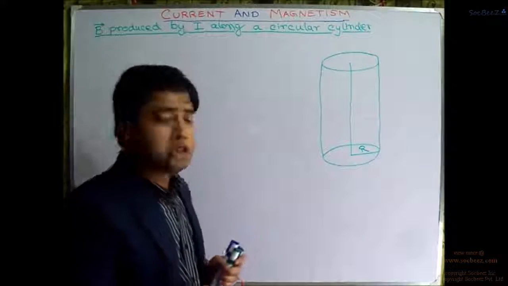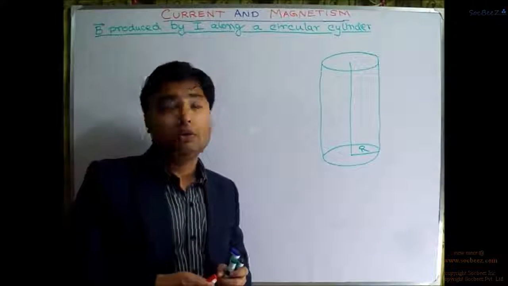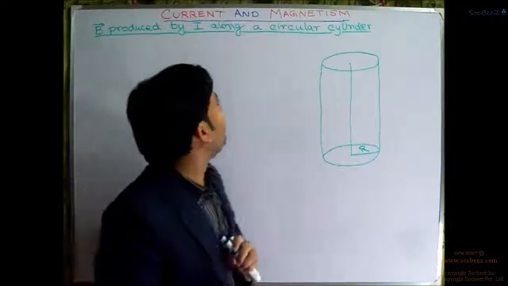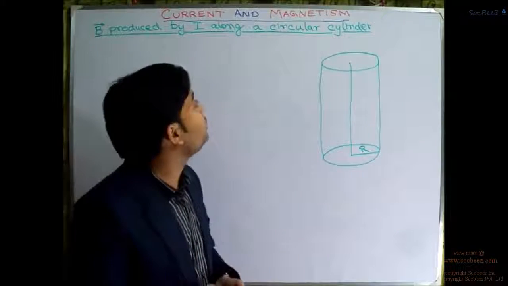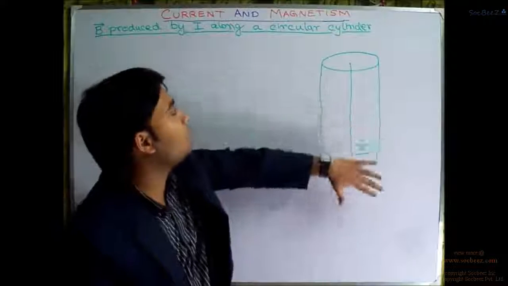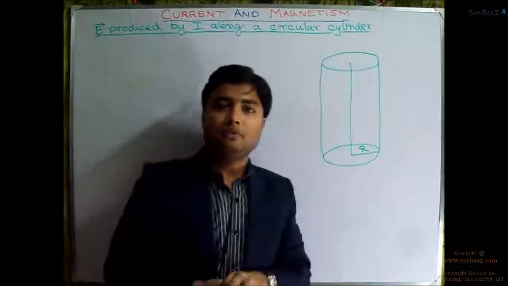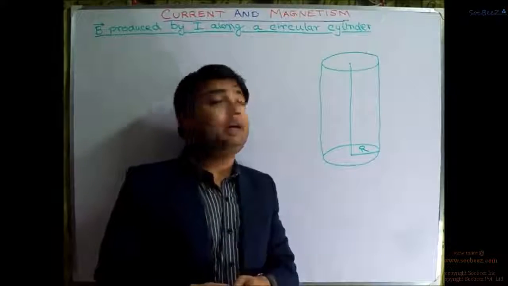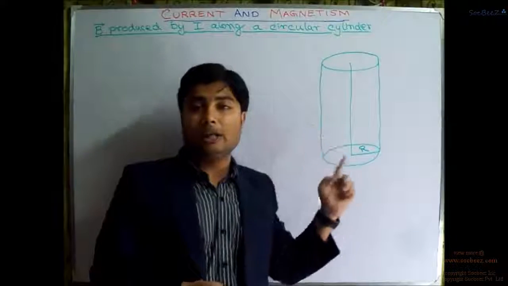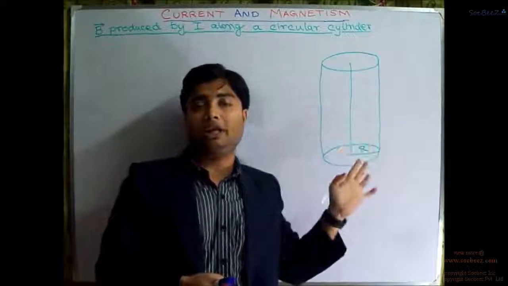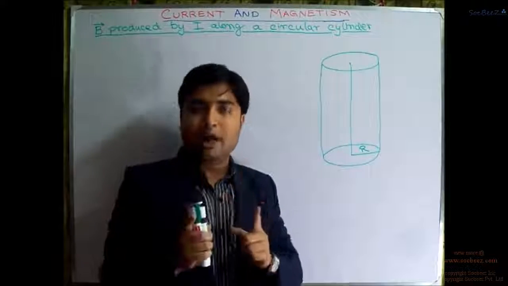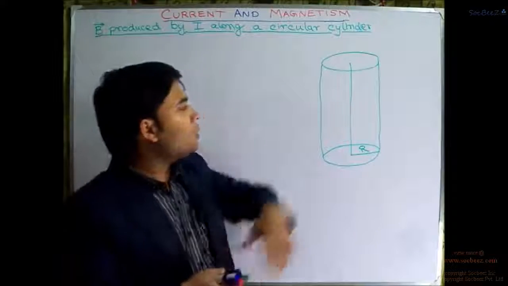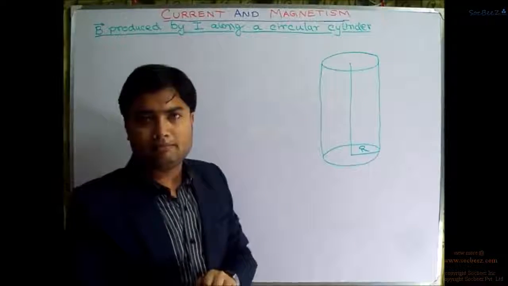Okay? And we wish to find out the B produced by I, which is the current that is flowing along this circular cylinder. The circular cylinder may be a hollow circular cylinder or a solid circular cylinder, right? Now the I is flowing through it.